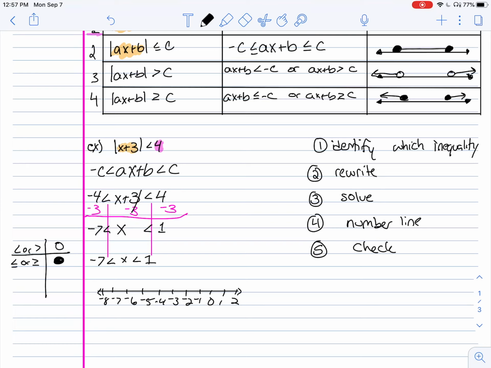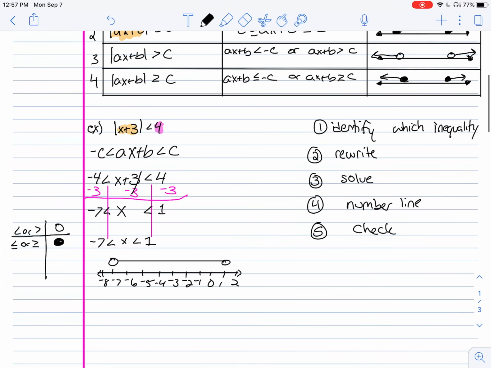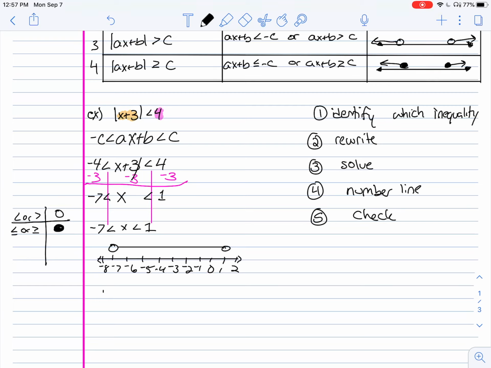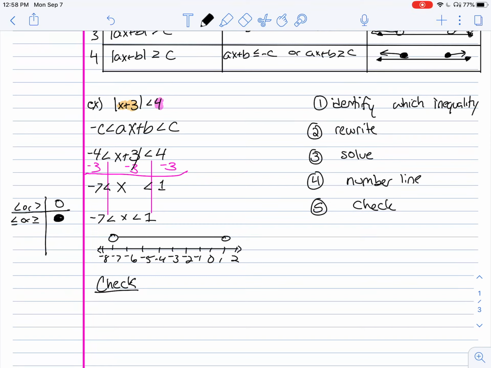So we're going to use open circles at negative 7 and positive 1. And since x is in between those two numbers, we connect them with a line. And then what we want to remember is that we should always check our work. So in order to check here, we could just pick any number in between negative 7 and 1. So I will pick negative 5.